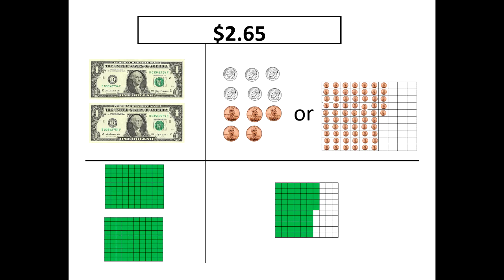You have $2 or 2 wholes, and you have 65 cents or 65 out of the 100 coins needed to get another dollar. Do know that my 65 cents can be shown as 6 dimes and 5 pennies, or just 65 pennies. Either way I show it, they are equal and show the same value.